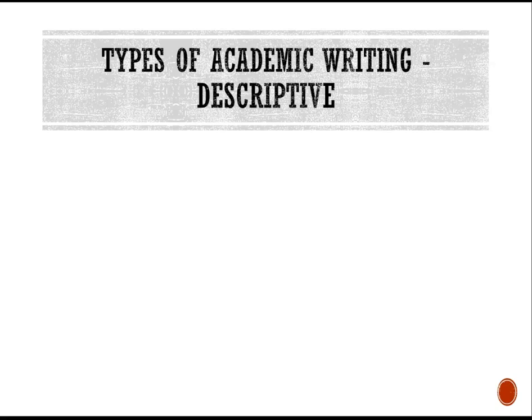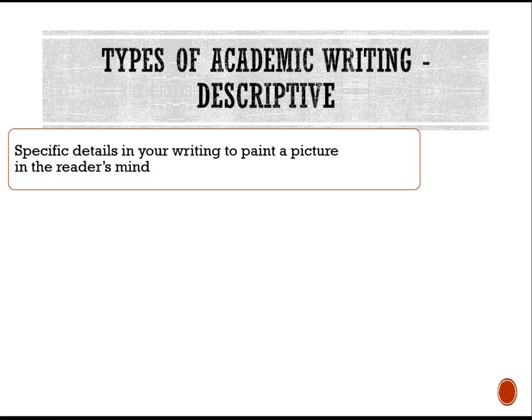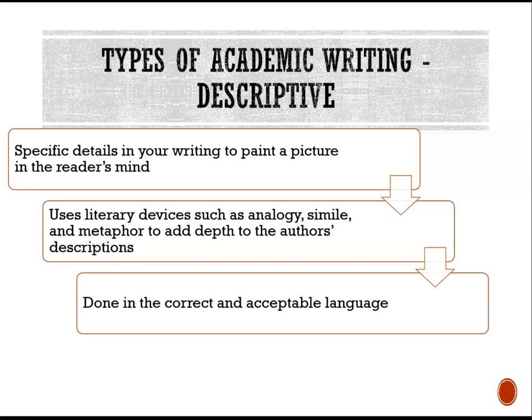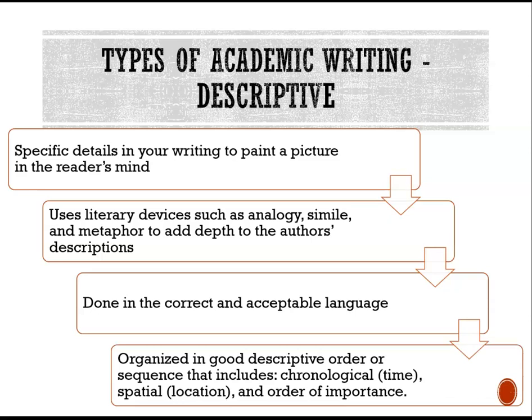The first one is descriptive. Specific details need to be put out there to paint a picture in the reader's mind. You need to use literary devices such as analogy, simile, metaphors, personification, which is not much really needed, but then you have to add some depth to the author's descriptions. It's done in correct and acceptable descriptive language, and it's organized in order of sequence, like it can be done chronologically based on time, especially based on the location or the setting, and also in the order of importance.